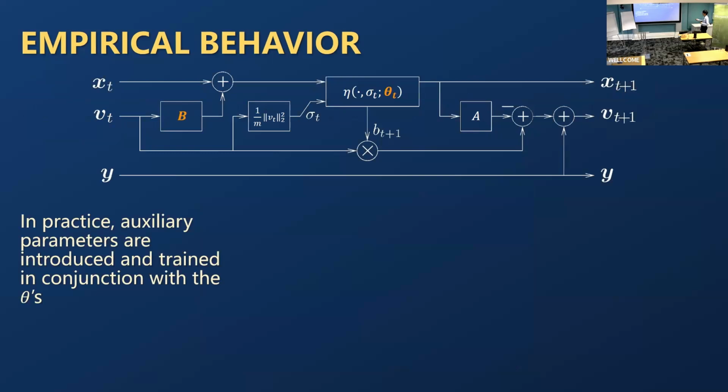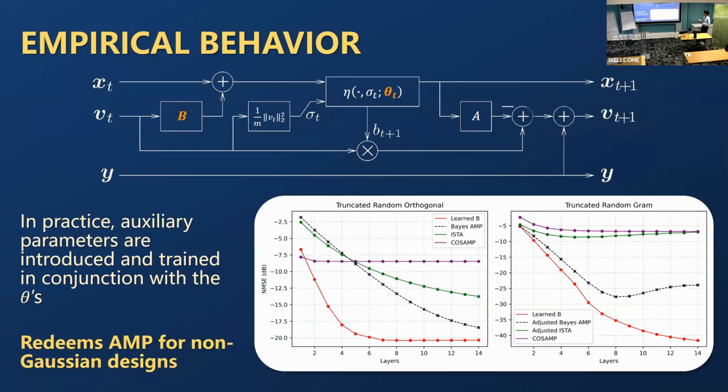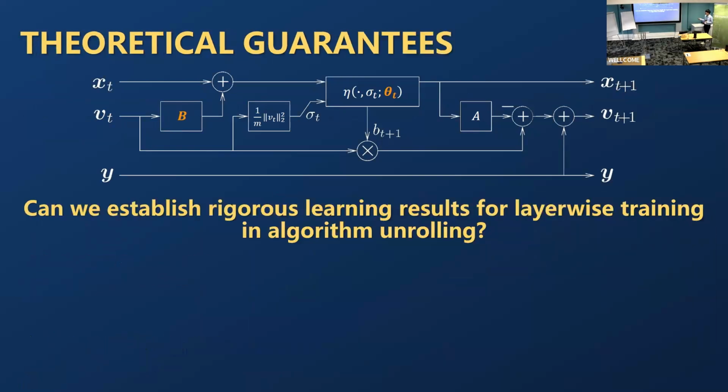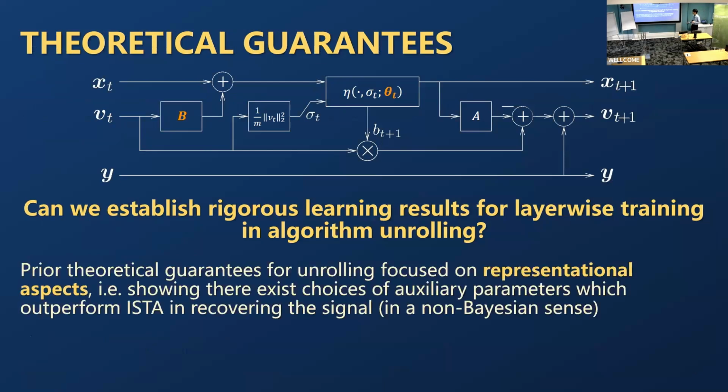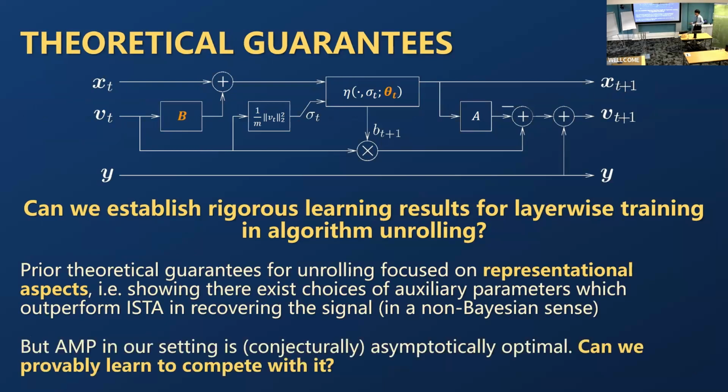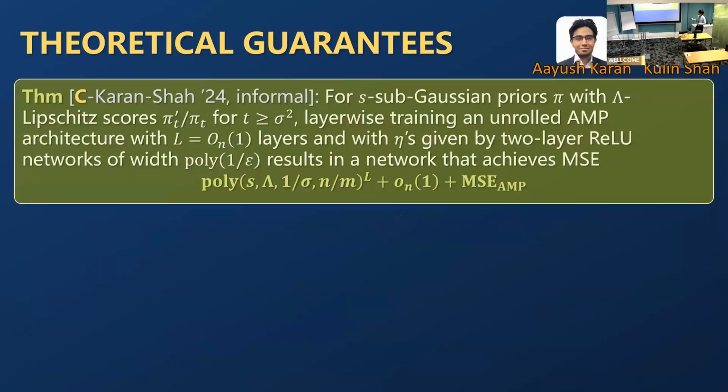So I guess the main punchline here was that we showed that for this method, you can actually prove that layer-wise training just works. If you train using gradient descent, then you can essentially compete with approximate message passing. So I'll skip this prior work. Sorry for rushing a little.